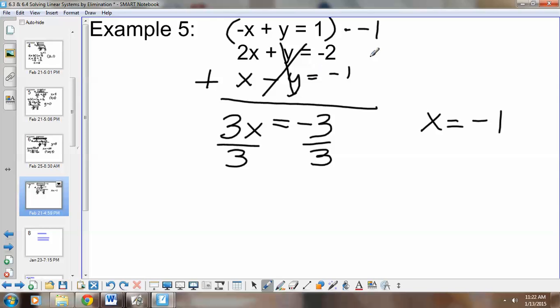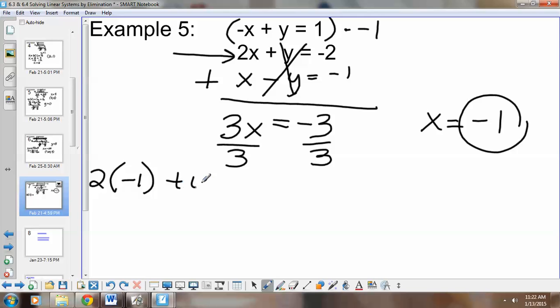Now we need to find y. So we're going to put negative 1 back into one of the equations. Doesn't matter. I'm going to use this second equation. So 2 times negative 1 plus y equals negative 2. 2 times negative 1 is negative 2.